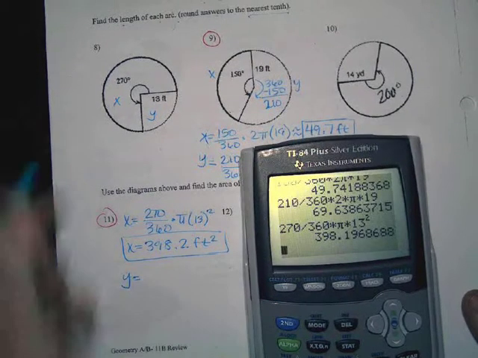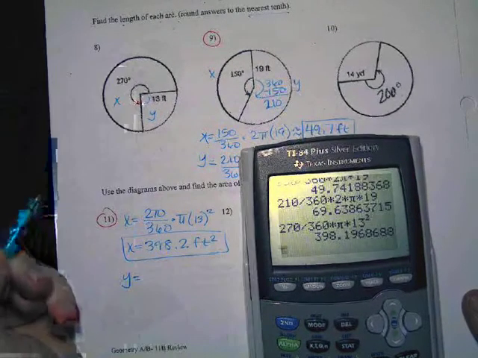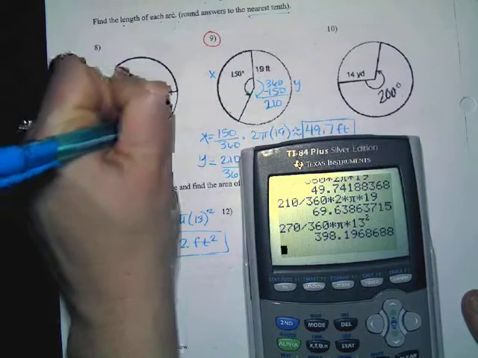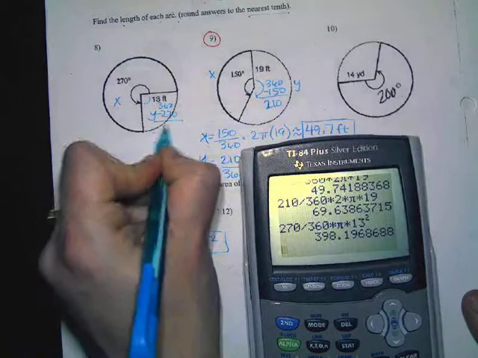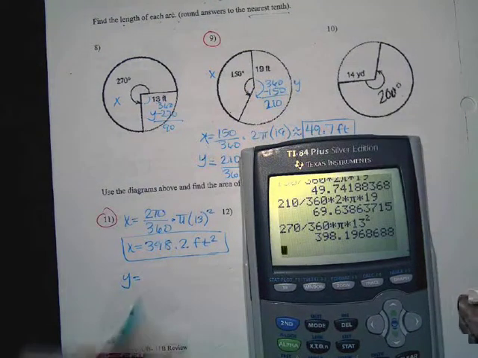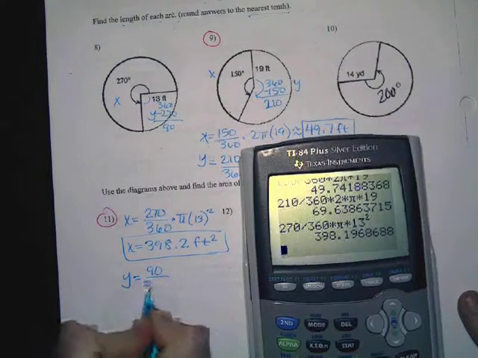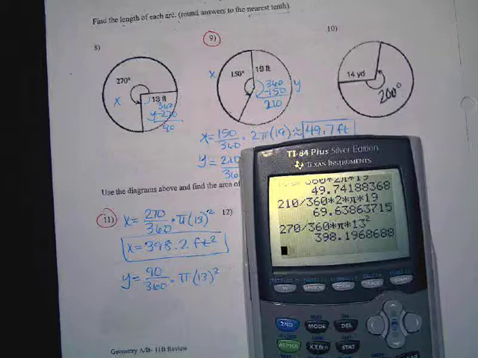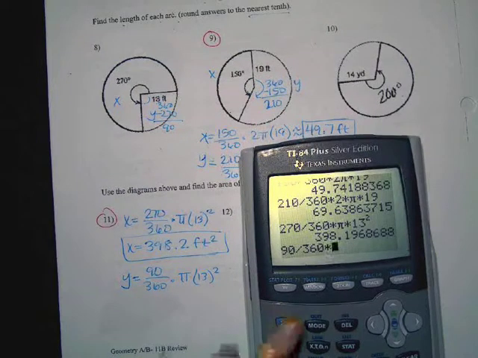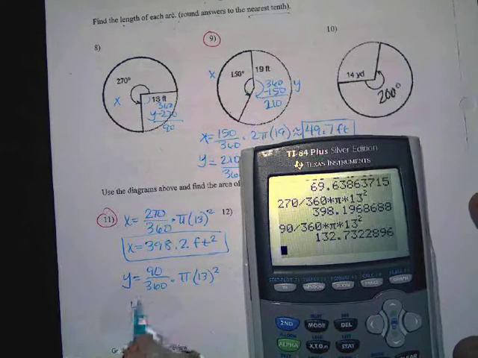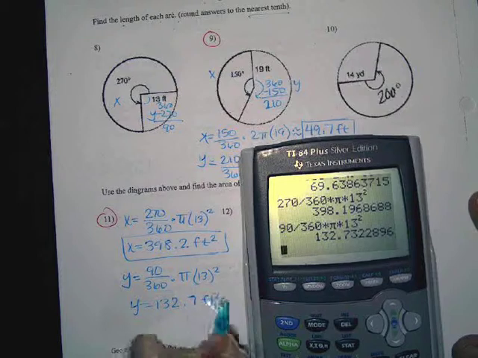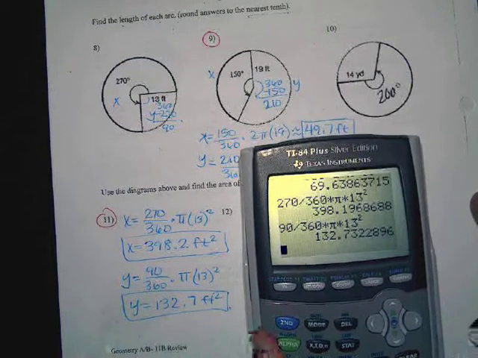If I want to find the area of y, I need to hunt for that angle because it's not given. That angle comes from 360 minus 270, which comes out to 90 degrees. So this formula would be 90 over 360 times pi r squared. If I type this in the calculator, we're still typing in pi because we want to round to the nearest tenth. Comes out to about 132.7 feet squared, again, because it's area.